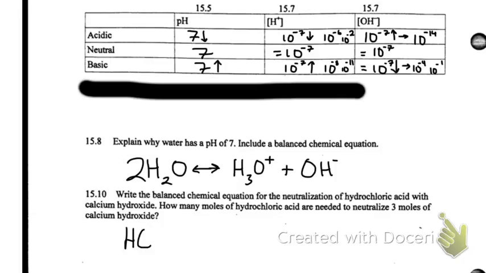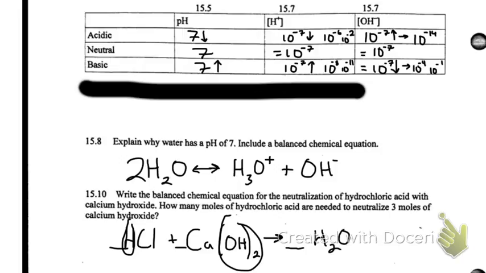Finally, we've got a neutralization reaction. HCl plus Ca(OH)2, because it says hydrochloric acid with calcium hydroxide. How many moles of hydrochloric acid are needed to neutralize 3 moles of calcium hydroxide? So first we need a balanced neutralization reaction. All of the leading H's and all the trailing OH's make water.